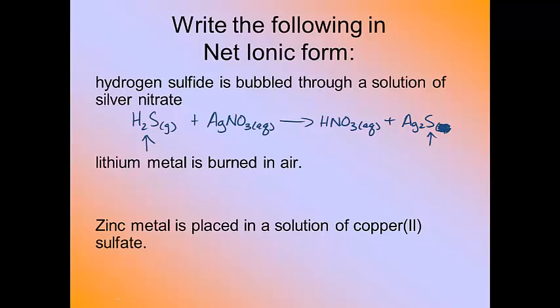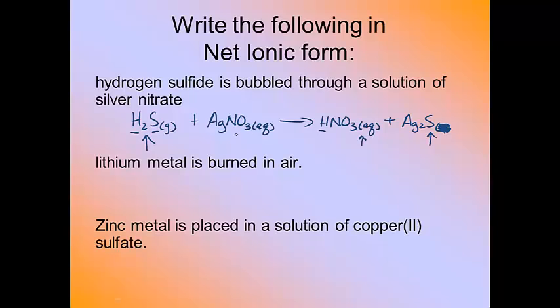Now, let's look to see if anything doesn't change from left-hand side to right-hand side. Well, I can see that the hydrogen definitely changed, because the hydrogen went from being in a gas to being in aqueous. So that definitely has to stay. Sulfur changed because it was a gas, and then it's in some form on the right-hand side. And now we have to look at the silver and the nitrate.